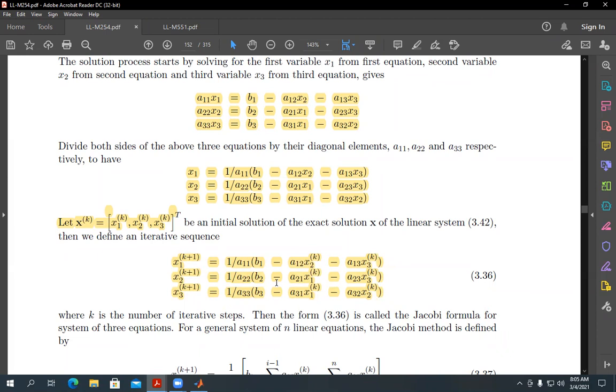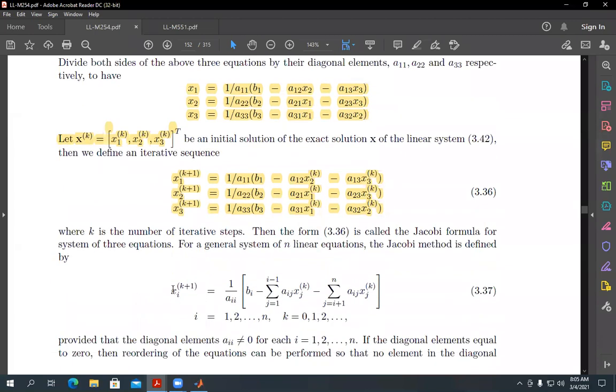This is a particular case, a system of three linear equations. Very simple: the formula for the first variable from the first equation, for the second variable from the second equation, and for the third variable from the third equation. And last time I gave you the generalized shape of the Jacobi method for a system of n linear equations.